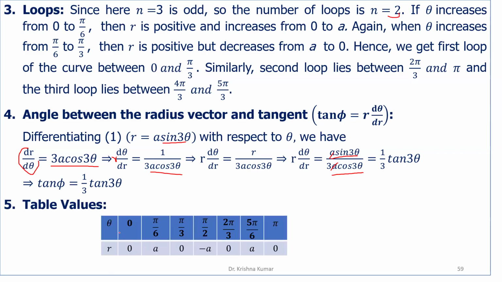Table values. Theta equal to 0, then r equal to 0. Theta equal to pi by 6, r equal to a. Theta equal to pi by 3, r is 0. Theta equal to pi by 2, r is minus a. Theta equal to 2 pi by 3, 0. Then 5 pi by 6, a. And at pi, it is 0. Since the curve is symmetric about the line theta equal to pi by 2, we can trace only the left part, this part. We have taken the angle from 0 to pi, and just look here how to get the loops. Let me discuss in the next.